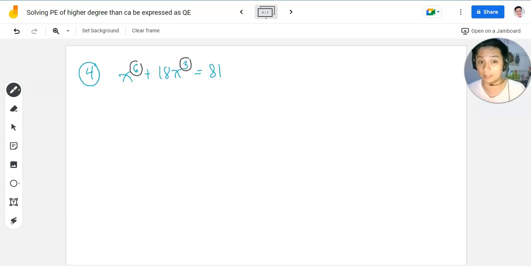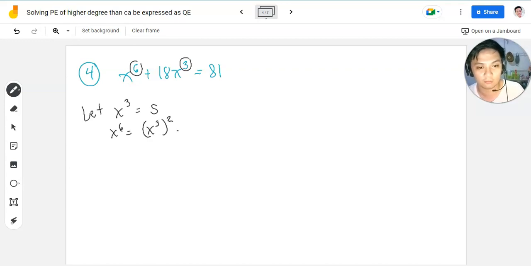Kaya nga, magiging quadratic din ito. So, una, let x cubed, let's say this time s. We started with p, no? q, r. Tapos s na tayo ngayon. And then x raised to 6, expressible nga yan as x cubed quantity squared, and therefore, this is s squared. So, the equation here can be rewritten as s squared plus 18s equals 81.